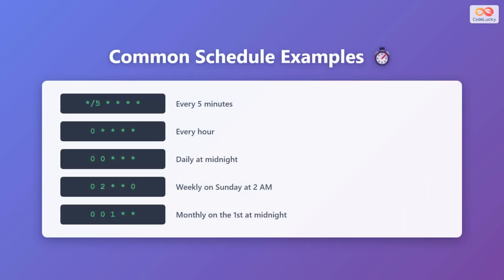Let's look at some common cron schedule patterns you'll frequently use. The expression */5 * * * * means every 5 minutes. 0 * * * * runs every hour on the hour. 0 0 * * * executes daily at midnight. 0 2 * * 0 runs weekly, specifically every Sunday at 2 a.m., and 0 0 1 * * runs monthly on the first day of each month at midnight. These patterns form the foundation for most scheduling needs you'll encounter.